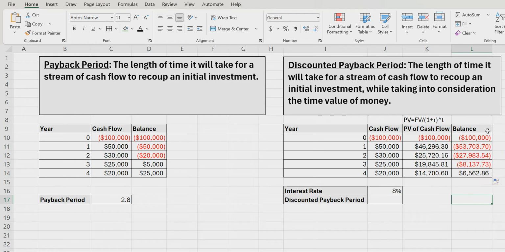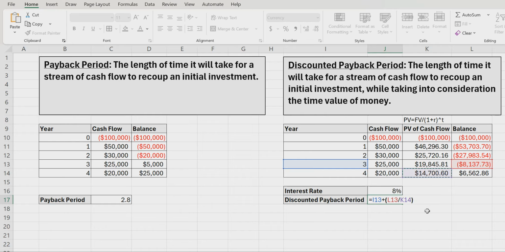Now what we can see is that the values in the balance column, they turn positive in the 4th year. So that means it took 3 full years plus part of the 4th year to recoup our initial investment. So for the discounted payback period, we'll use the formula equals 3, so 3 full years, plus the fraction we'll use is the balance from year 3 divided by the present value of the cash flow in year 4, and then we'll close our parentheses. And again, this balance is negative, so let's put a negative in front of that cell to force it to be positive. Then we'll hit enter.